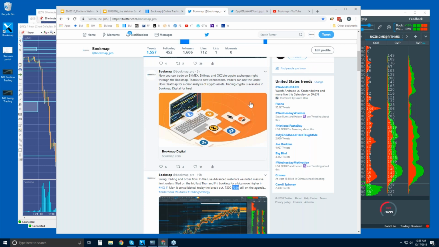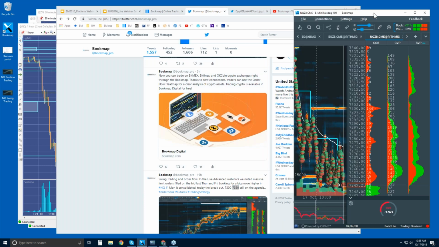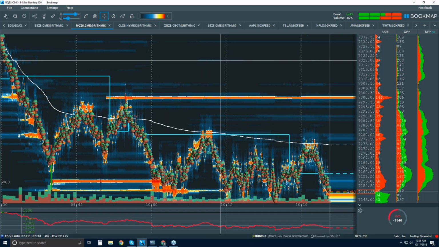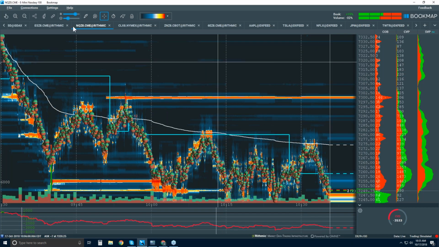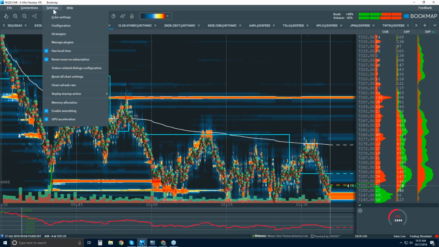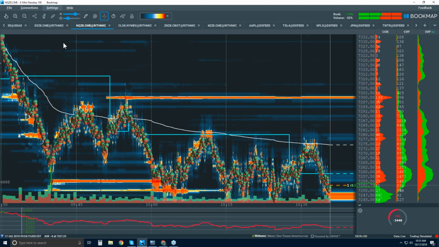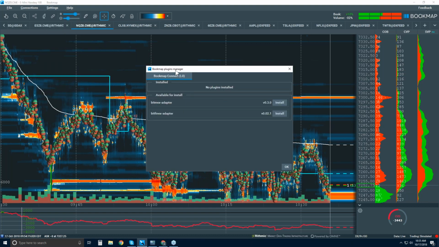Okay, all right, so we want to know about crypto. All right, so let me show you this in Bookmap. For those of you who are already subscribers, this is where you're going to find it under settings, okay, manage plugins, and then you'll see it loads some plugins. Now this is with the new Bookmap API, which is a really exciting direction.